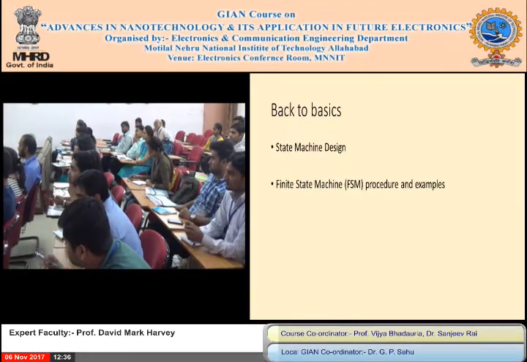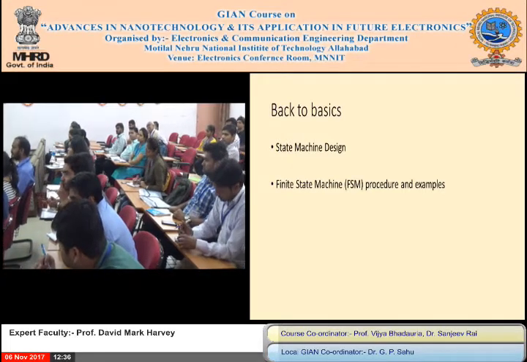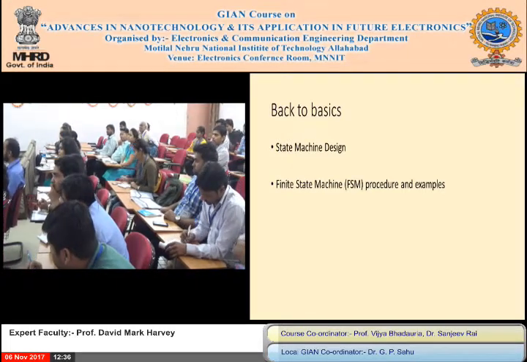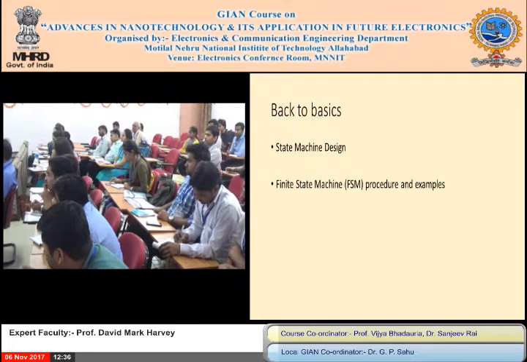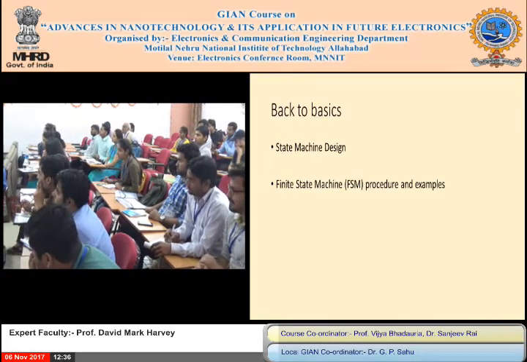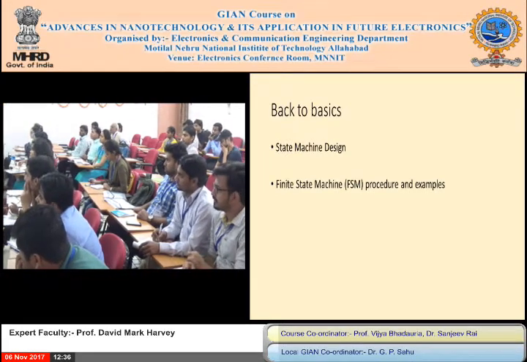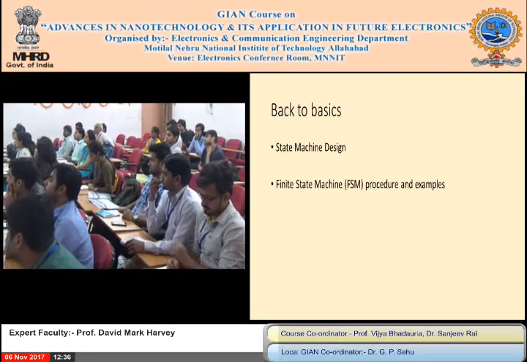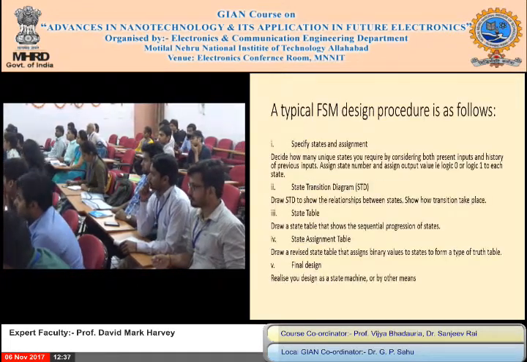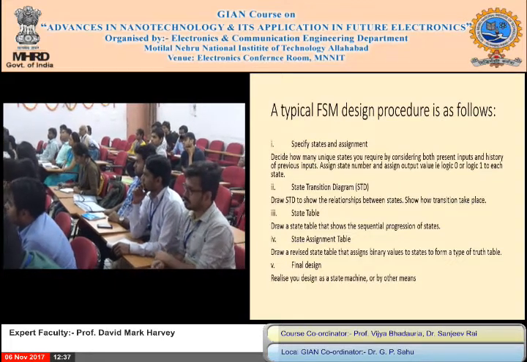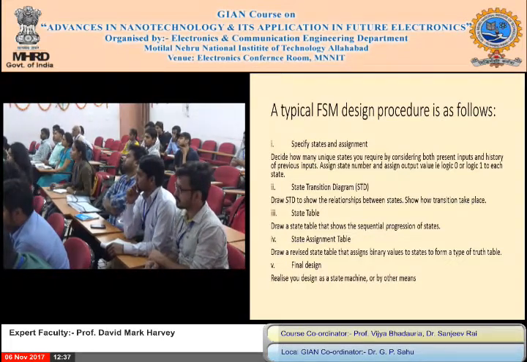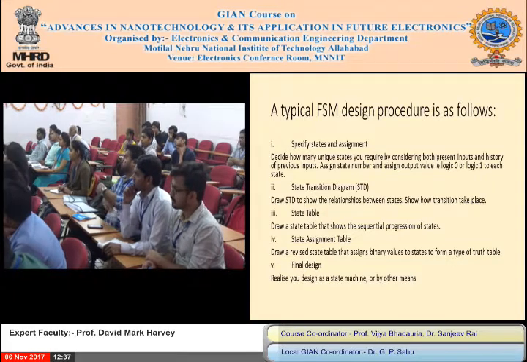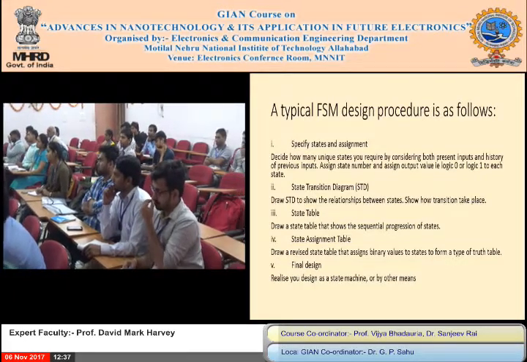Okay, so what I want to do next, I think I've put it on the next slide. For those people that know this, I'm sorry, but I'm just going to show people that don't know a standard state machine design process. A lot of you may know this already, but I'm just going to run through it so everyone knows when it gets to the laboratories a little bit more. So FSM means finite state machine.